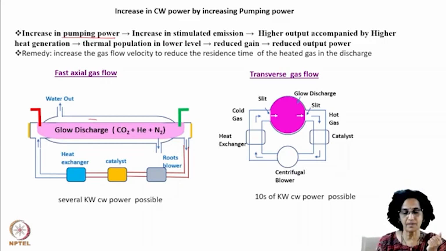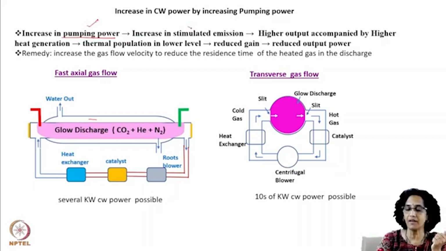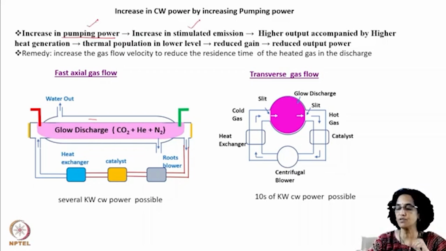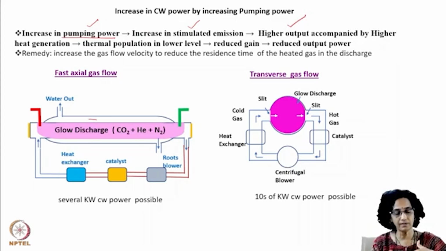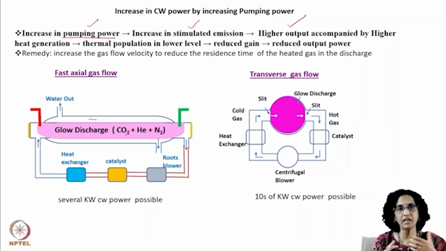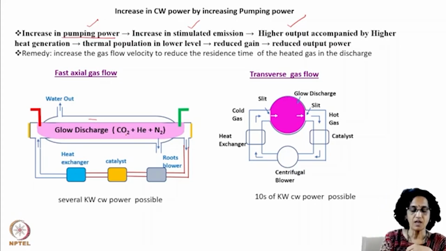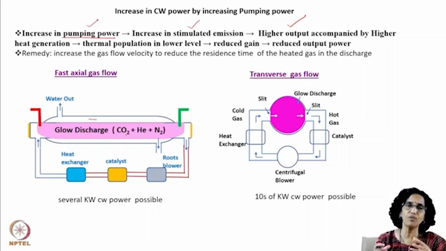But then what happens? As you increase the pumping power, yes, we will have an increased stimulated emission and you have a higher output. True. But as we know, higher output means there is also higher heat dissipation inside the system. And to take care of this, you will have to remove the heat that is generated. You can only increase the water flow rate to some extent, but that is not the solution.